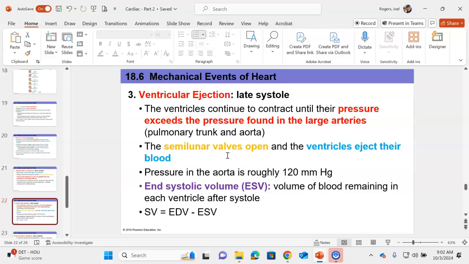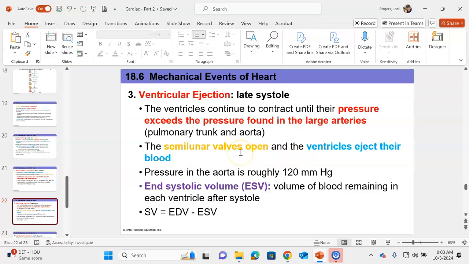Now, when the aortic valve opens up and blood goes into the aorta, the pressure there in the aorta, the pressure against the aortic walls because of the blood, that is the specific pressure that we're actually measuring when we take somebody's systolic pressure. And on average, it's 120 millimeters of mercury.